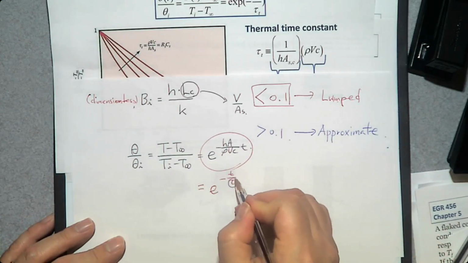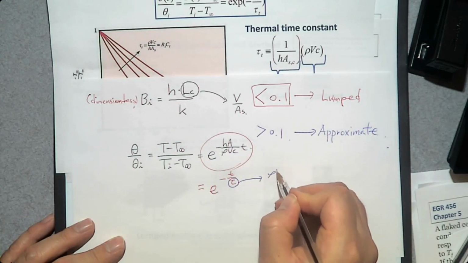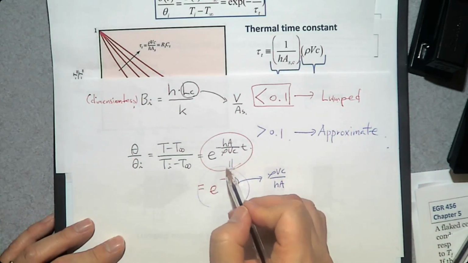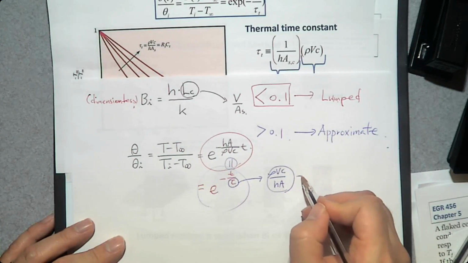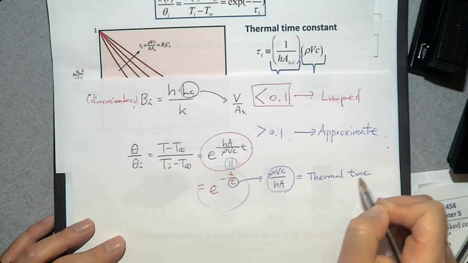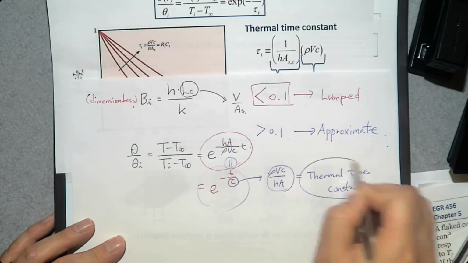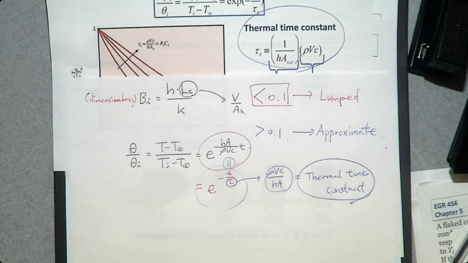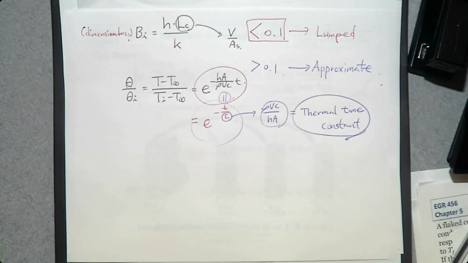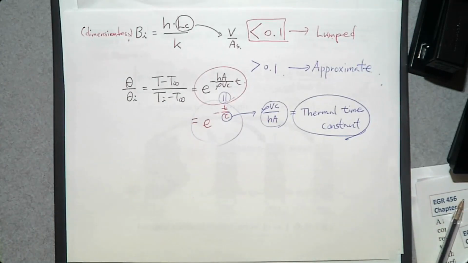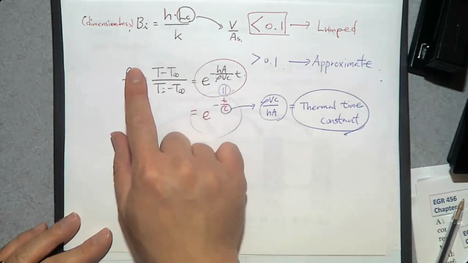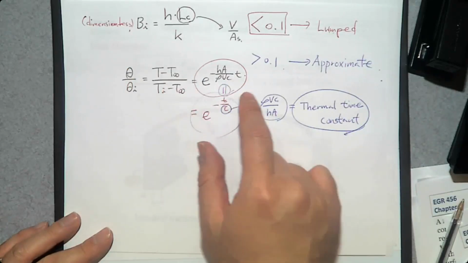And what is this tau? Tau is ρVc over hA. Actually, these are equal to each other. And some people like to say this one is the thermal time constant, which is shown here. And you can also calculate. So if you use this equation, you can determine what temperature of the solid at a time t.